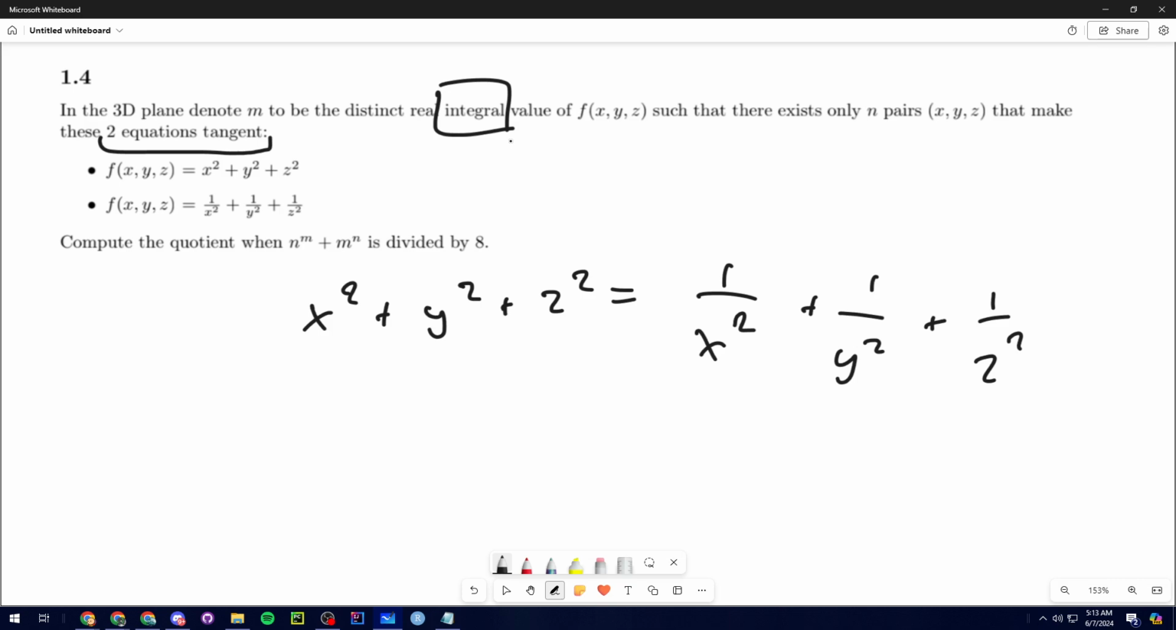Well, first of all, you could plug stuff in. What happens if you plug in 0? Well, the right-hand side doesn't work because you have 1 over zeros. But if you plug in 1, which is probably going to be your next intuitive leap, it'll work out because both sides equal 3. And this is a distinct value, m. So m is equal to 3, and that's important because there's no other value. So now we got first half of the problem.